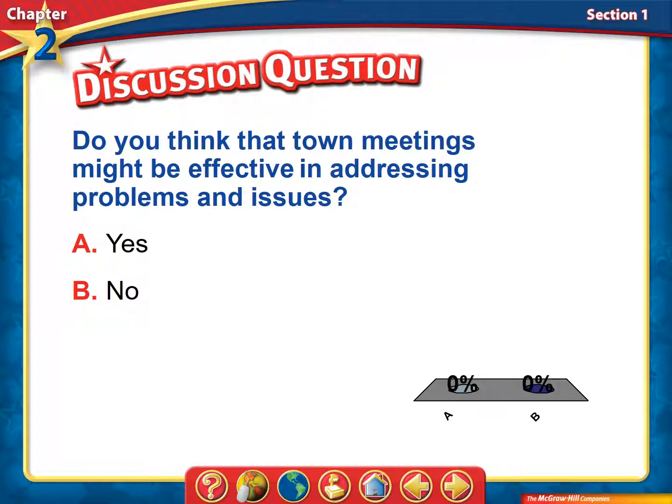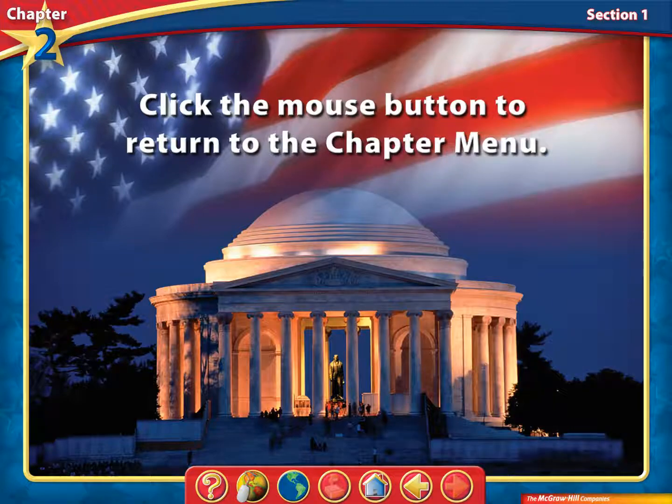Now, town hall meetings, once more, can be effective in small groups. The bigger the group, the trickier it gets. And that's all I've got for today.